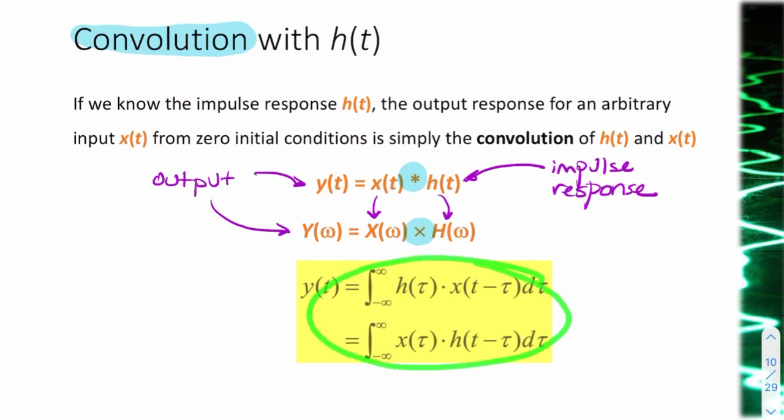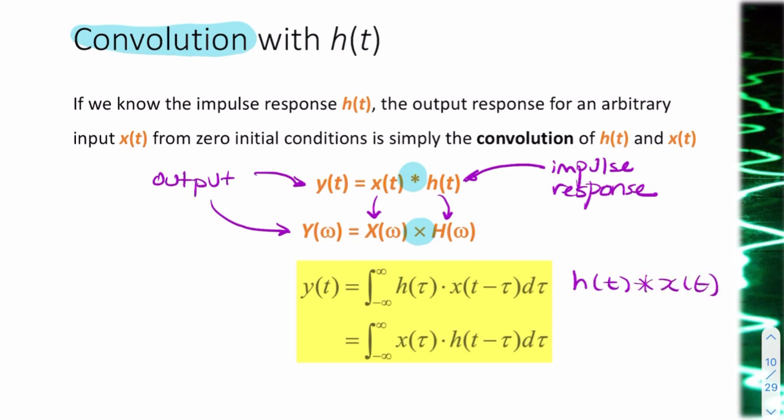And this is simply to show you that when you carry out the convolution integration, it doesn't matter which way round. So you could write it as h of t convolved with x of t, or x of t convolved with h of t. It's the same.